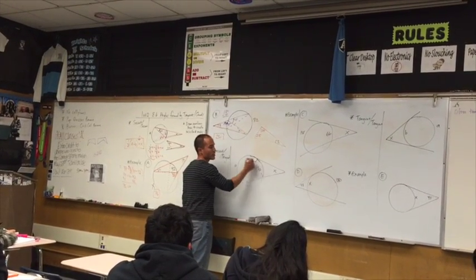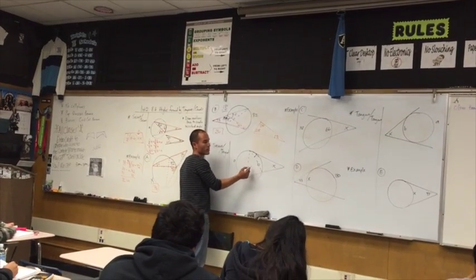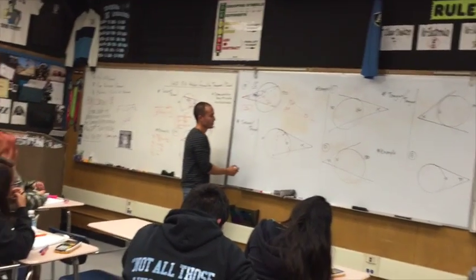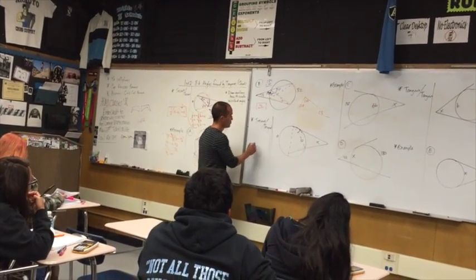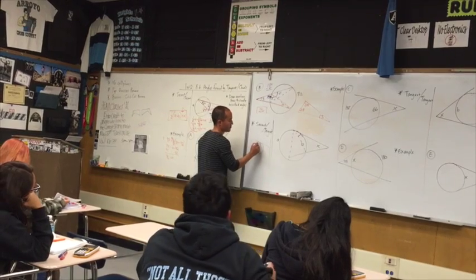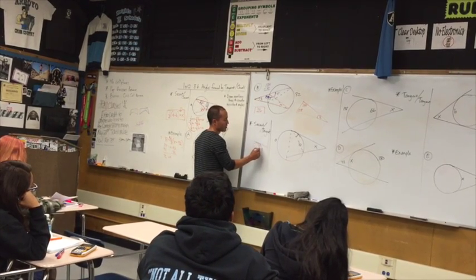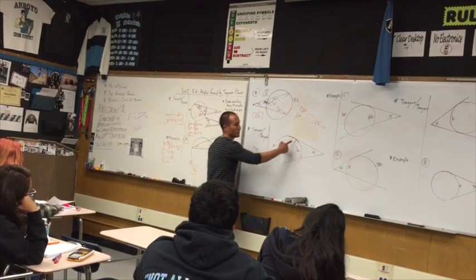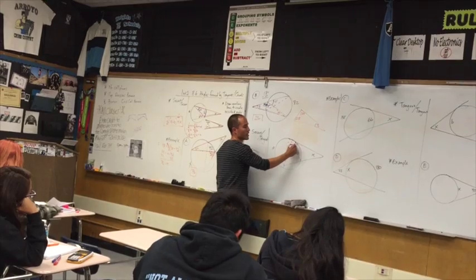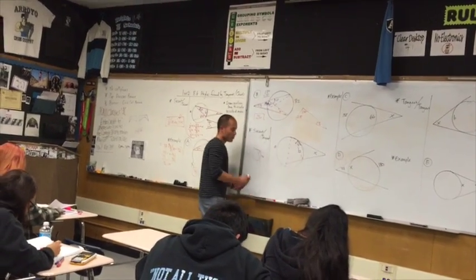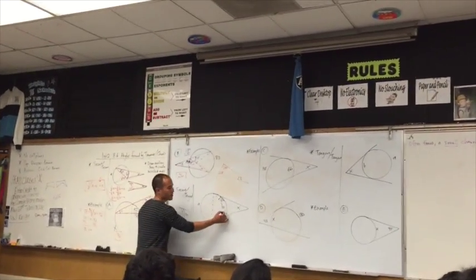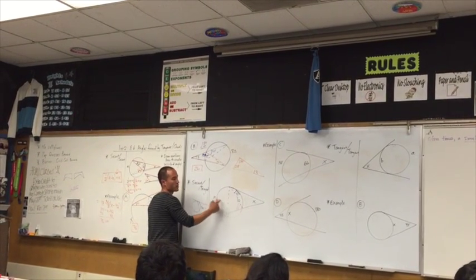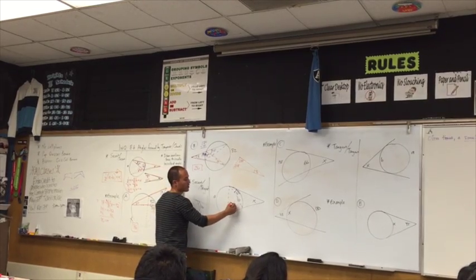Yesterday, I had a tangent and a chord. Let's pretend we know. It's going to be half. If that's 100, what's this? 50. If this is B, what's this? Half of B. Also, I have this angle. This angle is inscribed and intercepts this arc. So what would this be? This is A. Half of A.